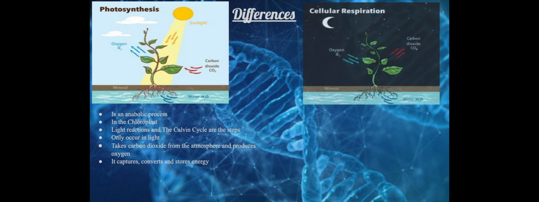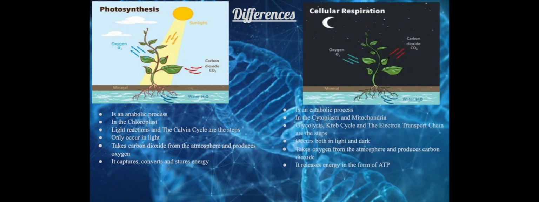Now, with cellular respiration, it is a catabolic process, so it actually uses energy to break down molecules. And it happens in the cytoplasm and the mitochondria. With the steps, it's the glycolysis, the Krebs cycle or the citric acid cycle, and the electron transport chain.